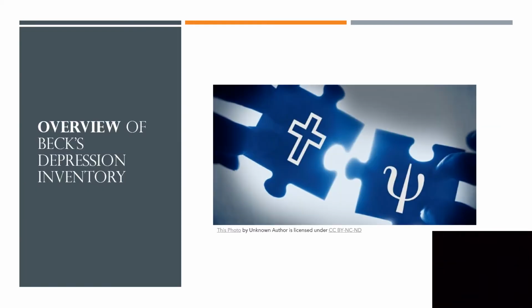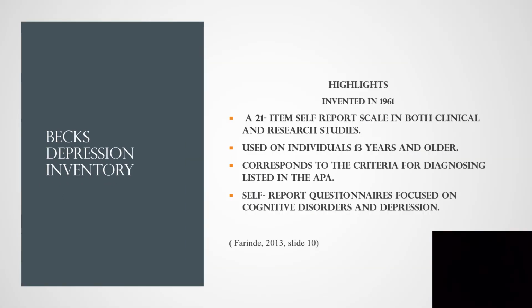Here we will also discuss an overview of the Beck Depression Inventory, known as the BDI. There are highlights that I've listed here. For example, the BDI was invented in 1961. It is a 21-item self-report scale used in both clinical and research studies. It's also used on individuals 13 years and older. More importantly, it corresponds to the criteria for diagnosing listed in the APA, and the self-reported questionnaires focus on cognitive disorders and depression.